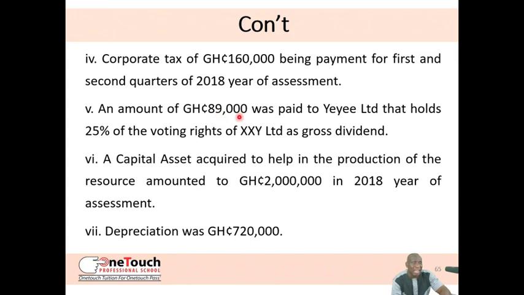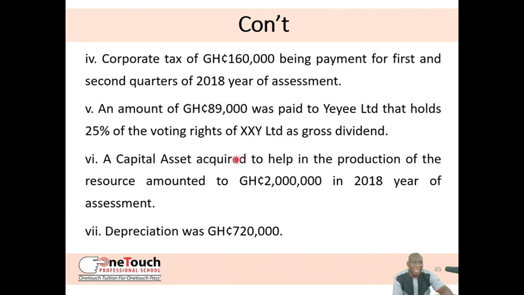An amount of 89,000 was paid to Yeye Limited, that holds 25% of the voting rights of SYZ Limited, as gross dividend. Now, dividend that you have paid, dividend is after tax. So there's no way a dividend that you have paid, you can come and charge it to reduce your profit. No way. If that is done, you need to correct it.